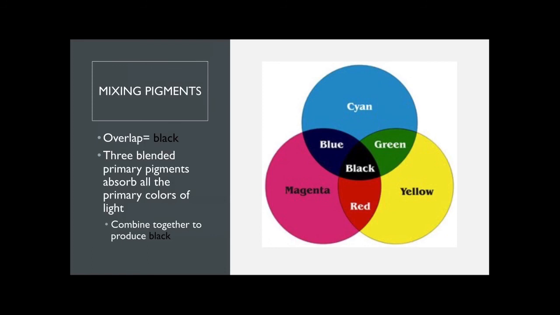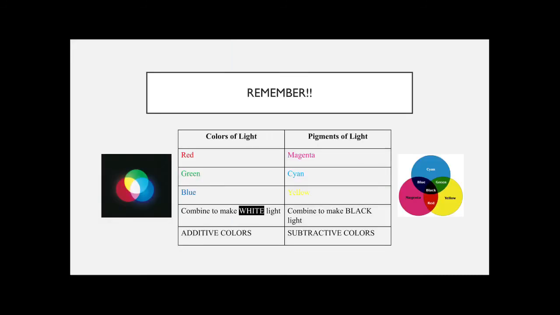When you mix the three primary pigments, they absorb all of the primary colors of light, red, green, and blue, and they actually make black. So you can see in the middle that all of the combinations of them together make black. Remember, colors of light are additive because they make white, and pigments are subtractive because they make black. So make sure you know that.